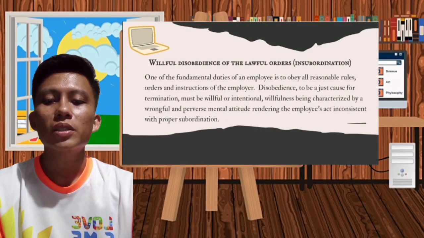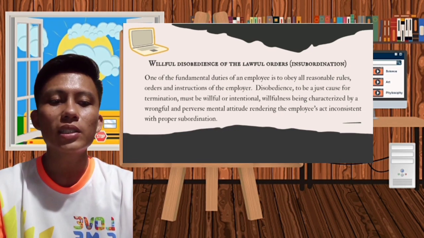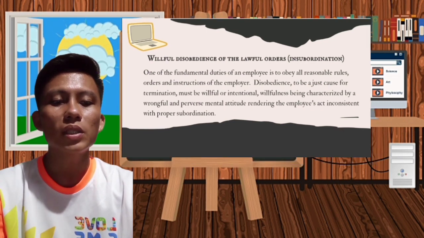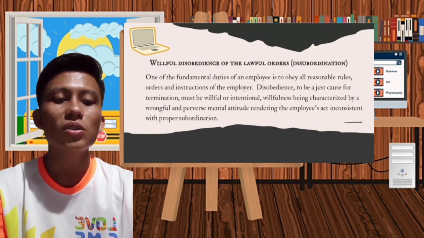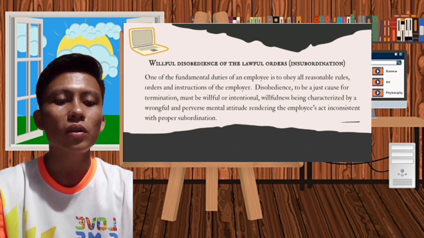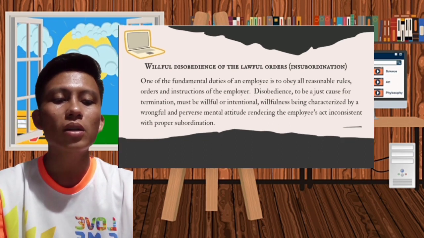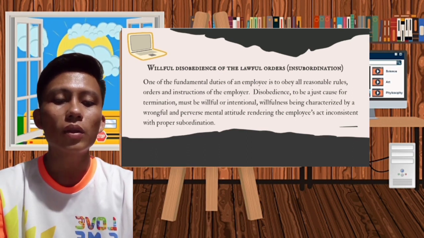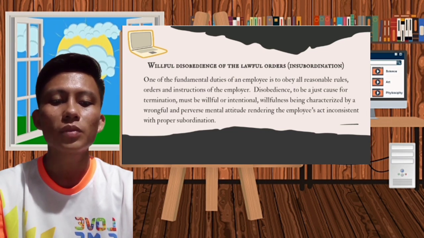Good day, everyone. My name is Josimar Sambisi, and I will be discussing willful disobedience of lawful orders and insubordination. One of the fundamental duties of an employee is to obey all reasonable rules, orders, and instructions of the employer. Disobedience, to be a just cause for termination, must be willful or intentional, willfulness being characterized by a wrongful and perverse mental attitude rendering the employee's act inconsistent with proper subordination.